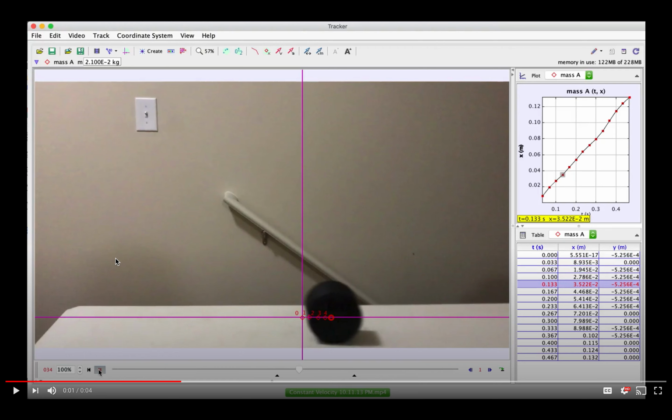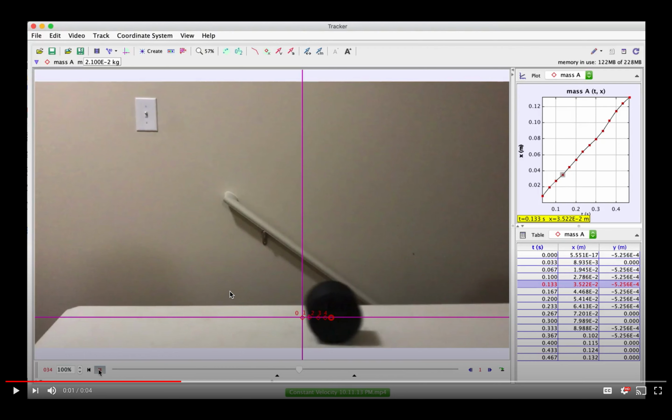Using Tracker, the object's motion was measured following the center of mass as designated by the red dot, moving along the positive x-axis. The following graphs on the right show the relationship between position and time. The graph is linear, which would demonstrate that the system is moving at a constant velocity.